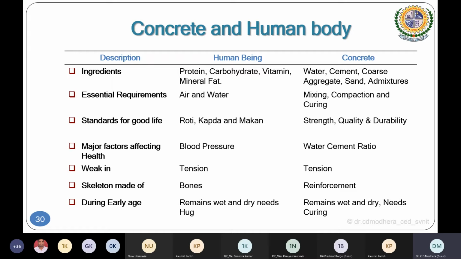Major factor affecting health is blood pressure mainly. If it is low or high, then it reflects on human health. Similarly, in concrete, it is the water cement ratio. Now, both are weak in tension, you can say in tension only. So tension is not appreciable.